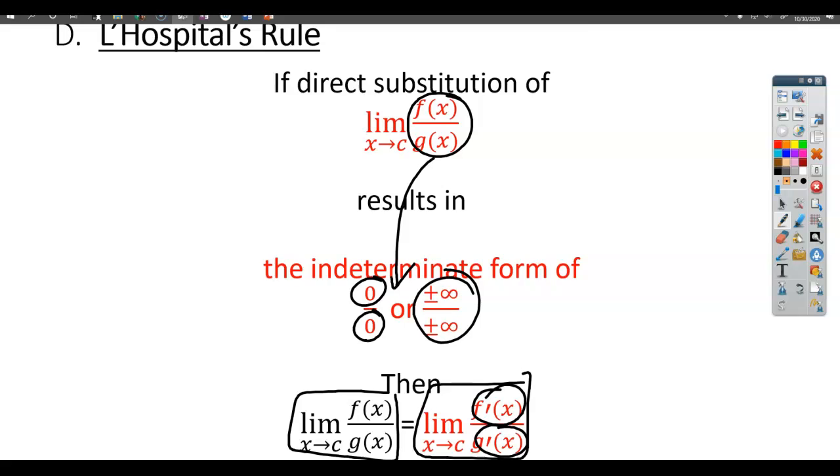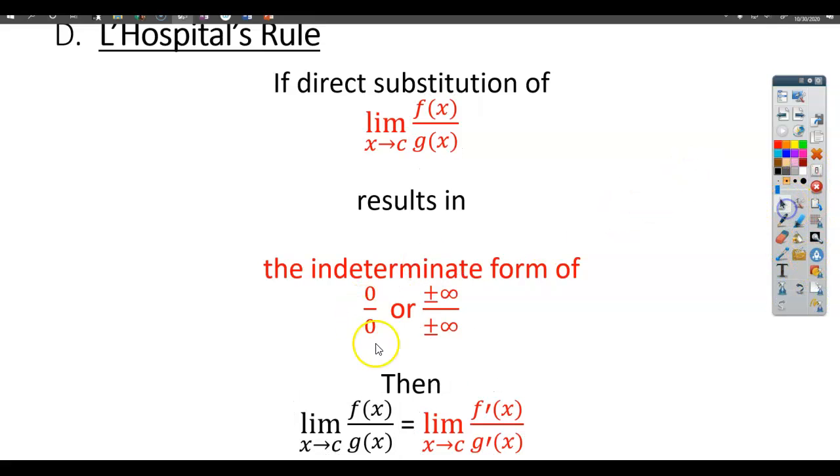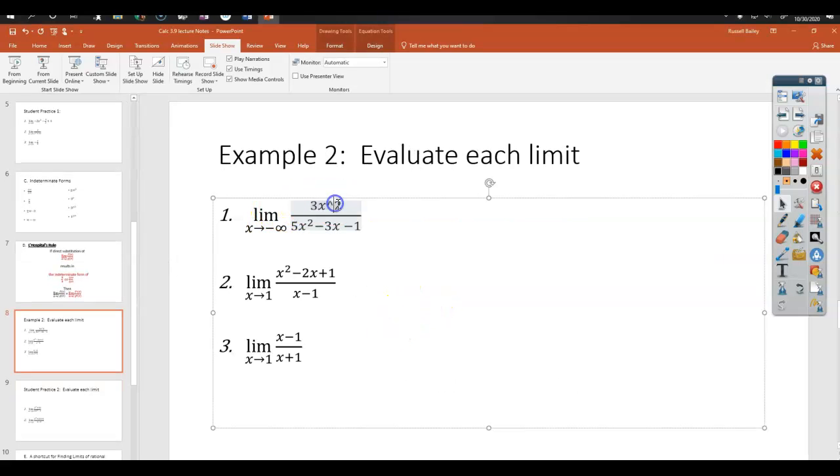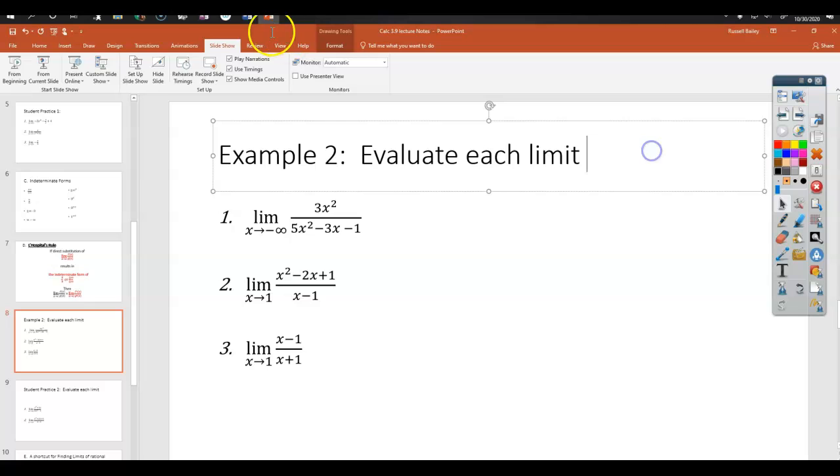The proof for this is very intense and completely unnecessary for the purposes of our class, so we're going to leave that alone. We're just going to use it, and we're going to use it quite often. It's very helpful. All right, let's go ahead and get started here. I'm going to change that. I don't like the way that looks right now. It's supposed to be a power of 2. There we go. Looks better.